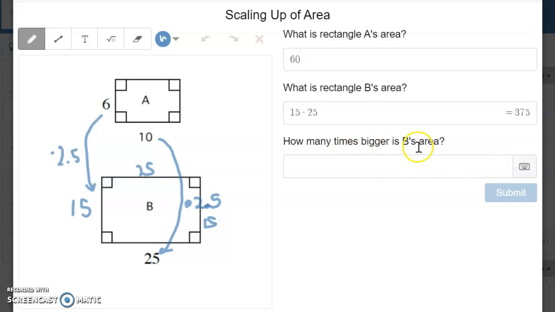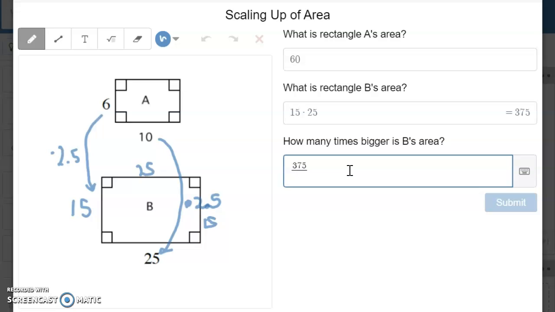And how many times bigger is B's area? So the ratio is going to be 375 divided by 60, and that should be 2.5 all squared, which is 6.25.